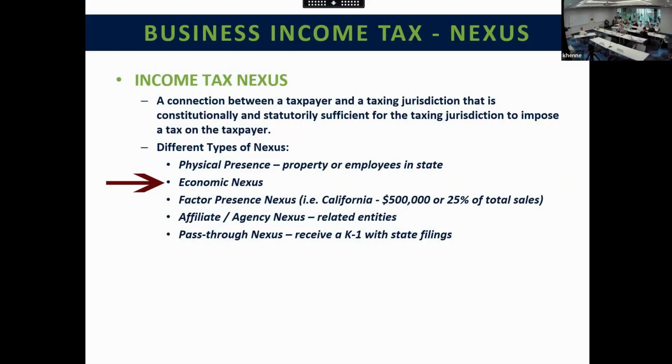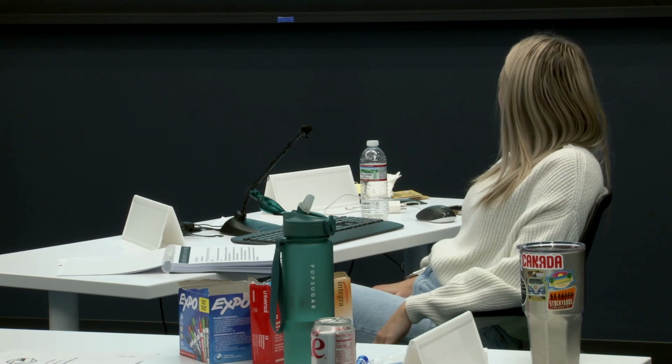An economic nexus is the more broad version of this, where states don't give a dollar amount or a threshold. They just say, generally, if you're doing substantial business in our state, you need to file. So that's where the gray area comes in: what do you consider to be substantial? This substantial changes based on the size of a company, that kind of thing. So that's the more gray area of whether or not we exist in a state.